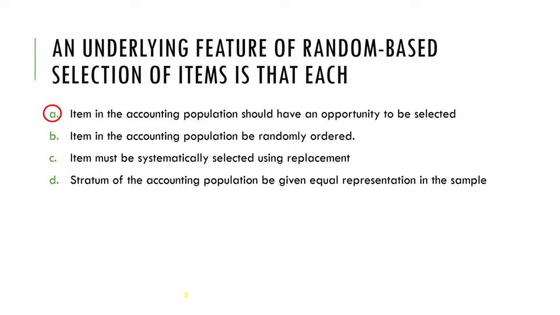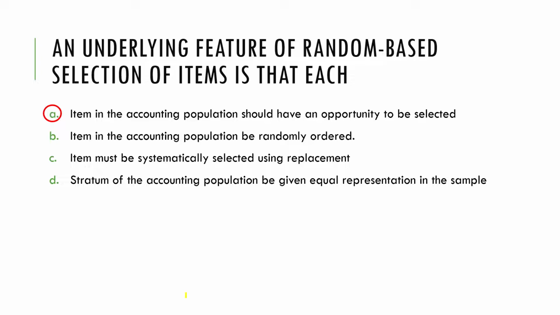This is one of the reasons why, when we look at the population that we intend to use, the population must be determined to be relatively complete. Otherwise, if the population is incomplete, the items which are not included in the population will not have any chance of being selected. So the cornerstone of random selection is that each item should have an opportunity to be selected. If you take a look at letter B, if the accounting population is randomly ordered, this will actually present quite a challenge to the auditor if the auditor performs random selection. That items must be systematically selected will be, of course, appropriate in terms of systematic selection and not the simple random selection that we have.